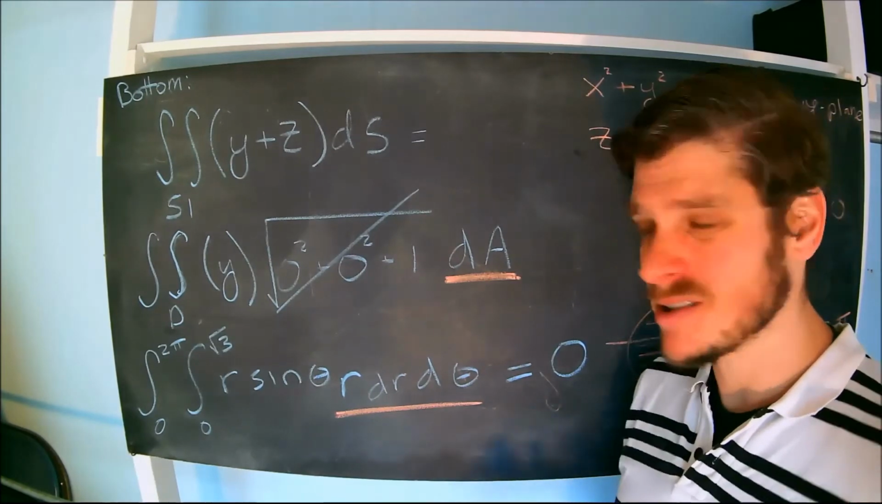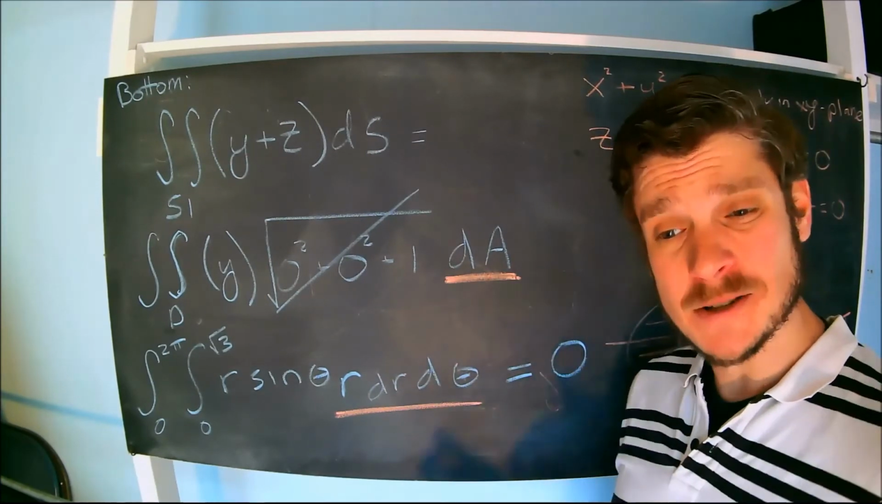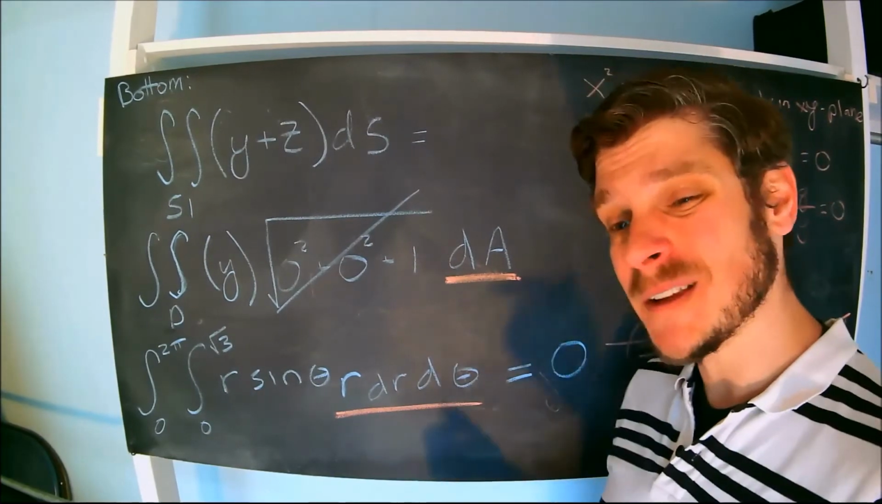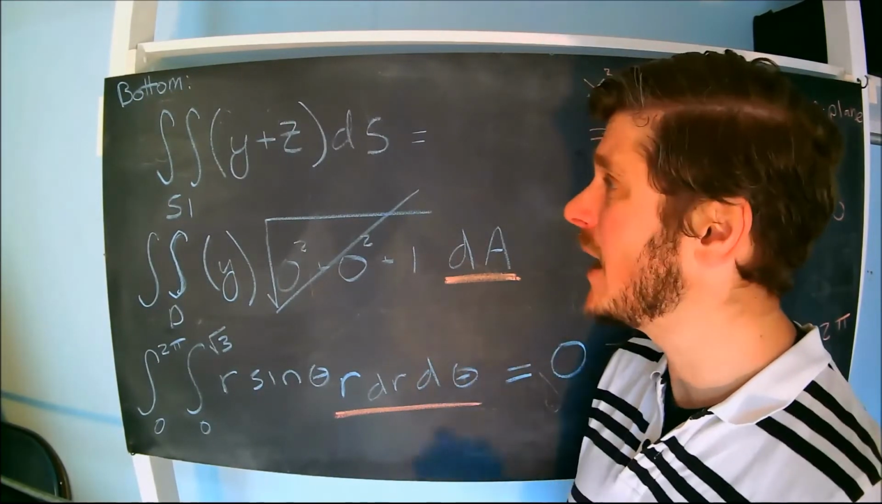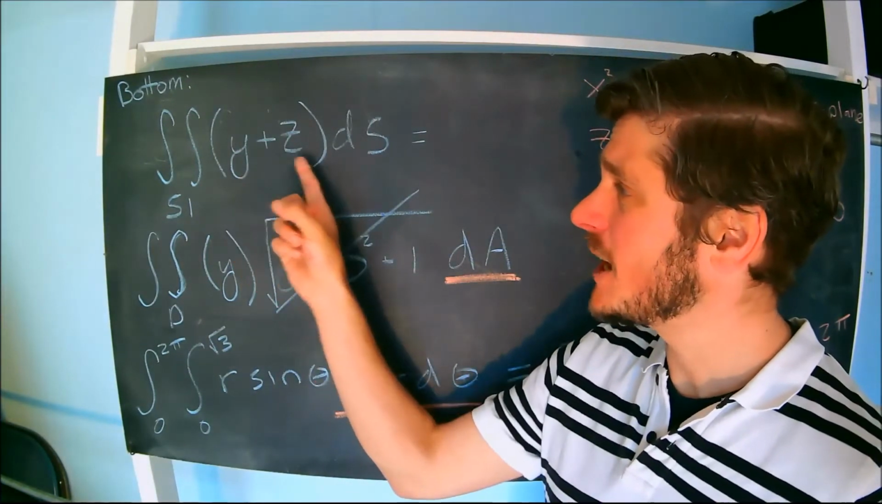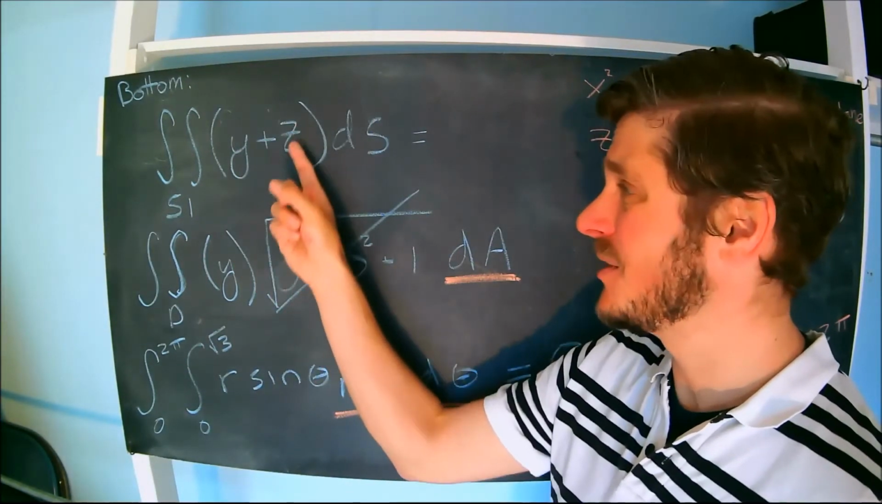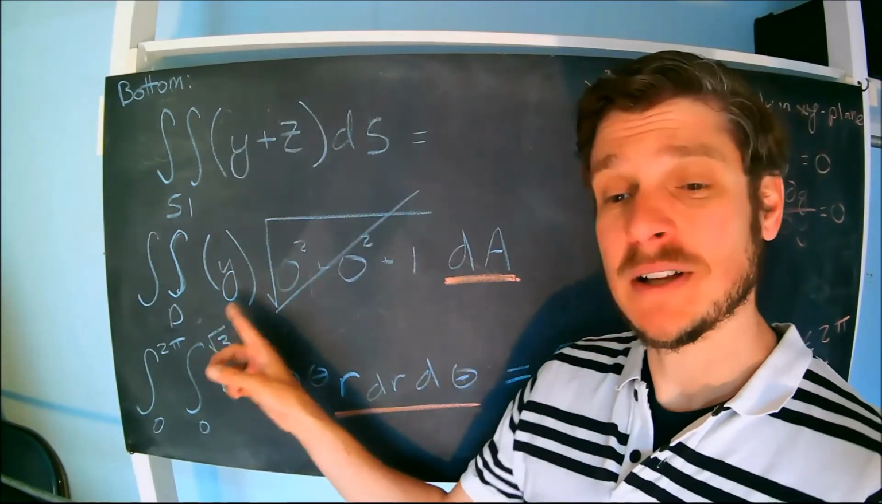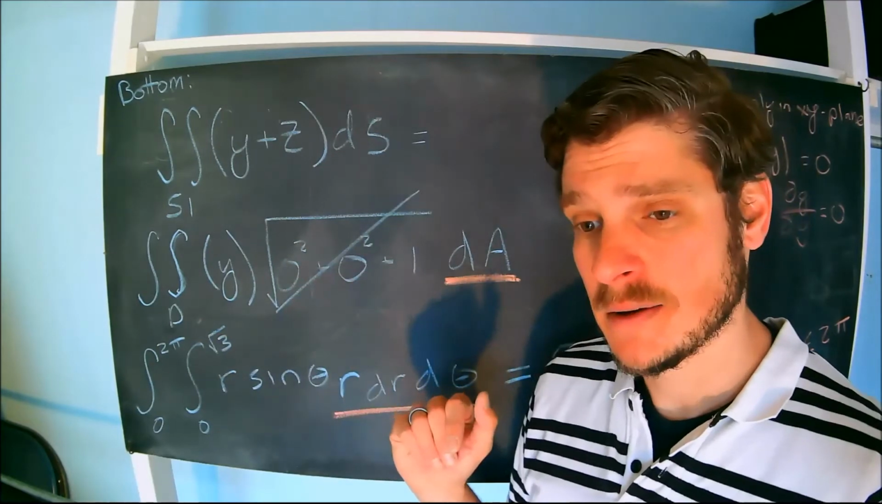Just 0? Right, the whole thing becomes 0. So when I integrate over the bottom of my surface, my answer is 0. Now, here's the thing. This should hopefully make a little bit of sense as well when we look at what we're actually integrating. So I'm integrating over the function y plus z. Now, like we said, we already showed that the z is gone, right? That's gone. So all we're really evaluating is going to be y.